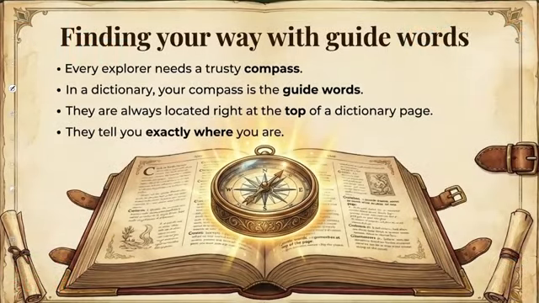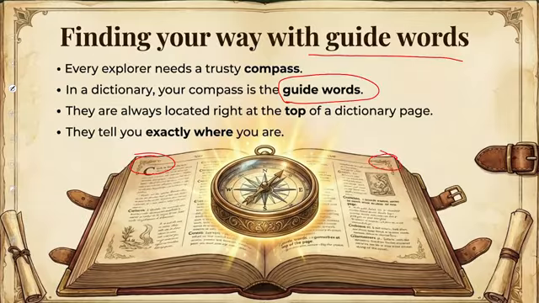Now, it's time to find your word with guide words in your dictionary. Every explorer needs a trusty compass. In a dictionary, your compass is the guide word. It will help you to find a word. They are always located right at the top of the dictionary page. You can find them here, or here, or here. They tell you exactly where you are.